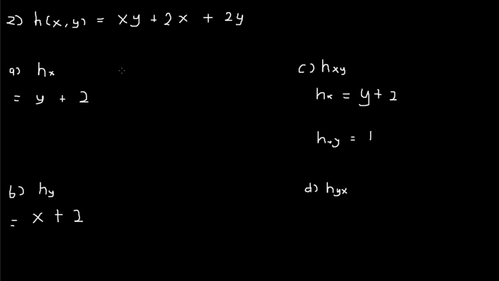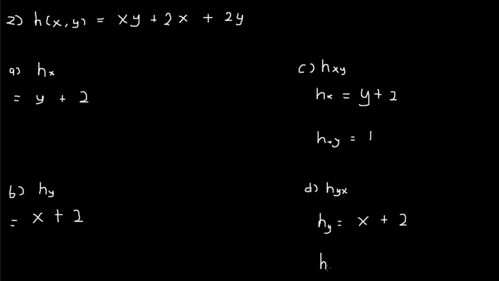We have to differentiate this equation with regards to y first, then afterwards differentiate that remainder equation with regards to x. So we know that h of y is equal to x plus 2.